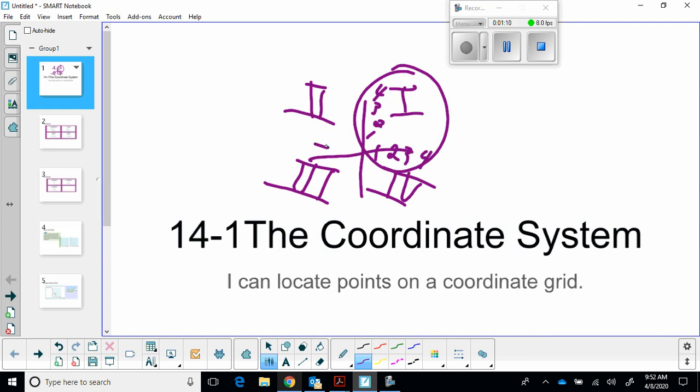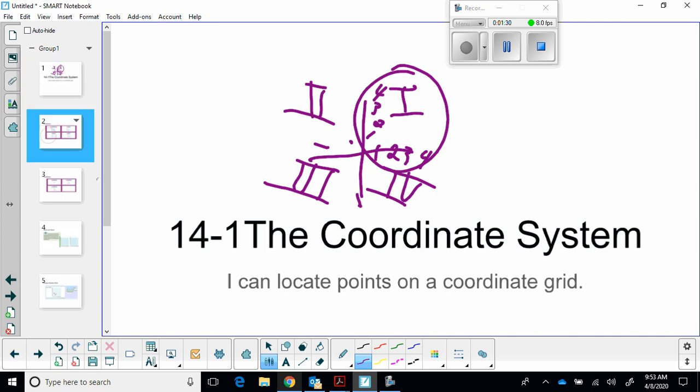Coordinate 2 has negative numbers on the x-axis and positive on the y. Coordinate 3 is all negative numbers, and then coordinate 4 is positive on the x and negative on the y. So our coordinate system has 4 coordinates. And 1 is the far right, and then it goes counterclockwise.